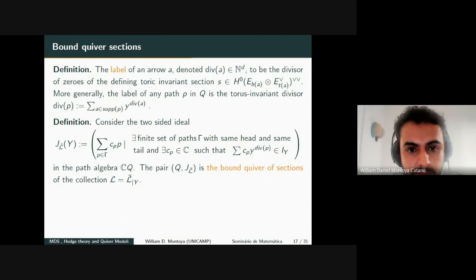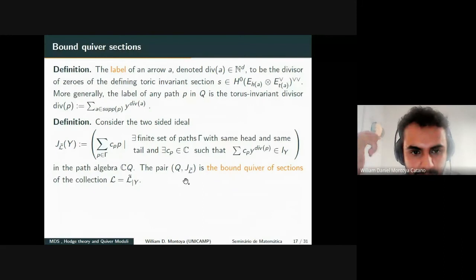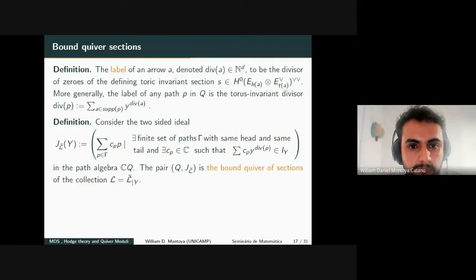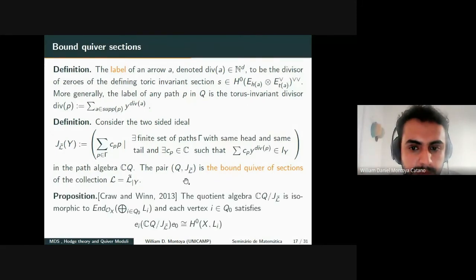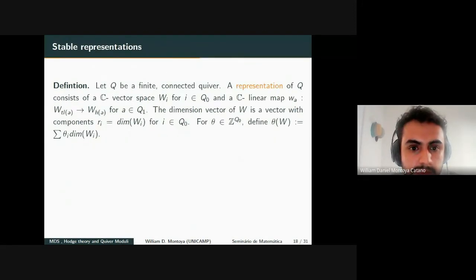So given this collection of sections, you represent a quiver, and also given a Mori dream space, you know what the relations of the bound quiver associated to the Mori dream space are. This is a technical result, and I'm not going to enter too much into this. This is important: this is what a representation is.